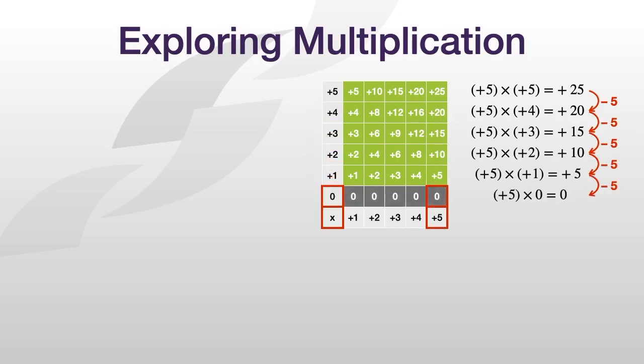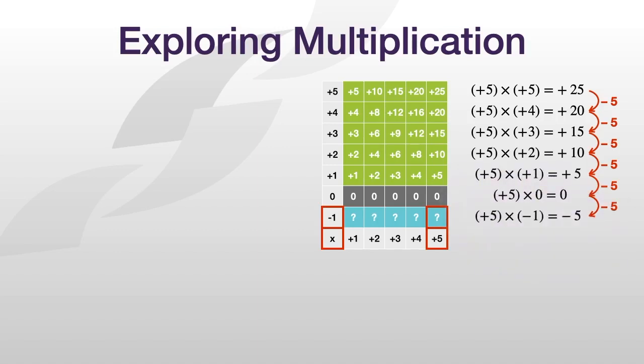What comes next? Continuing to subtract 1 from the second factor and 5 from the product shows that positive 5 times negative 1 must be equal to negative 5. Extending similar patterns in the other columns fills in the rest of this row. This can be repeated from positive 5 times negative 2 to positive 5 times negative 5.